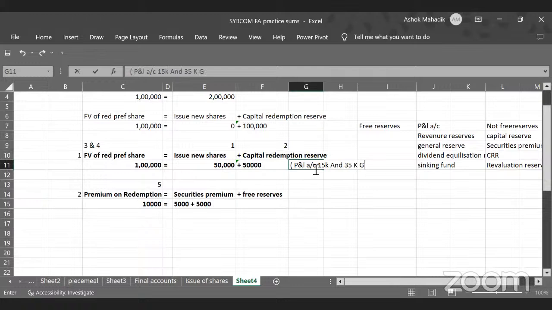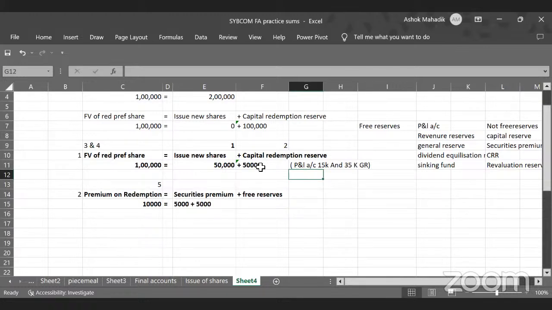Okay, suppose this is the case. Clear? So you are creating CRR out of PNL and general reserve. You needed 50,000 and you are using PNL and general reserve.